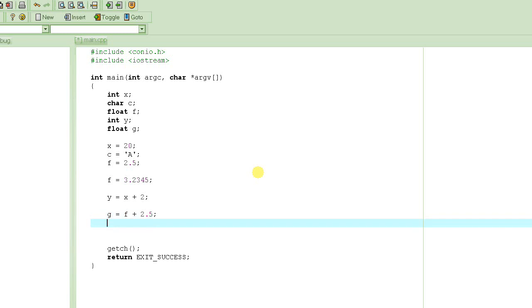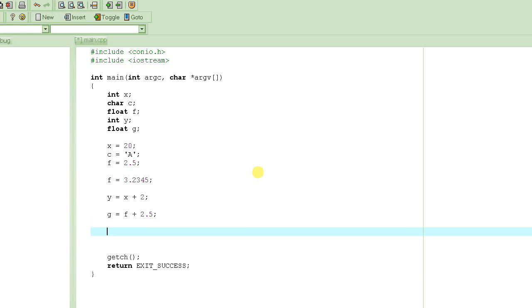You can actually operate on the characters also. You can actually add them together as well, but we are just going to ignore it for a little bit. Okay, the same way, just like you can do addition by using the plus sign, you could do subtraction also. So you could do y is equal to x minus 2.